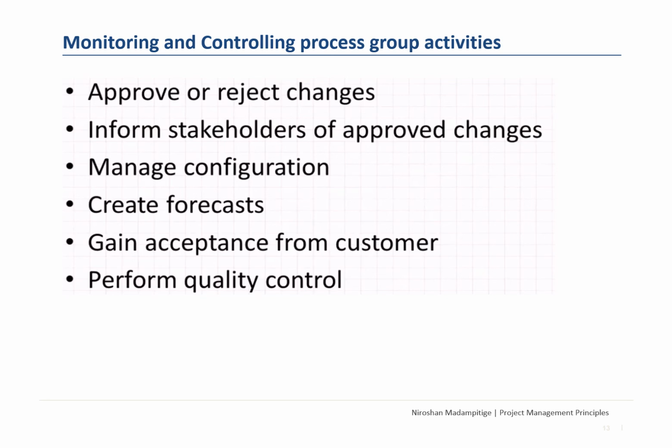So during the monitoring and controlling process, you approve or reject changes. I told you it goes through an approval process. So during that process, you can either approve or reject the changes. Inform stakeholders of approved changes. Once the changes are approved, you need to loop in all the stakeholders and inform them about the changes being approved.